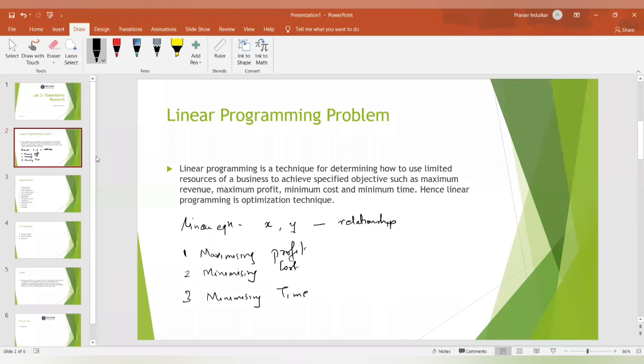Yes, what are we supposed to do? Whenever we see profit, we will have to use what? Maximization. Okay, cost, minimization, time, minimization. Is that clear?